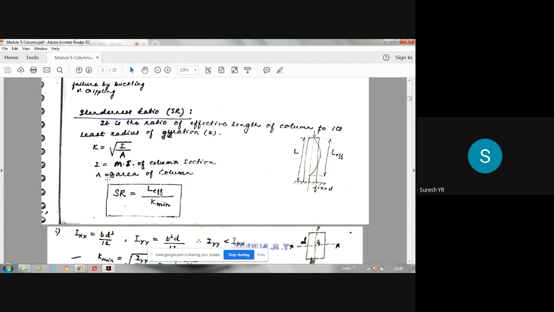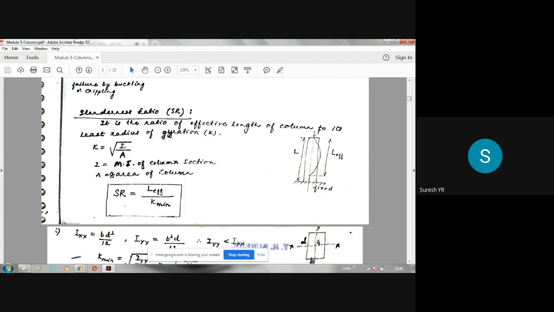A is the cross-sectional area of the column. So if you calculate K as root of I by A, then L effective divided by K is known as your slenderness ratio. But here we take K minimum. So this you should understand.